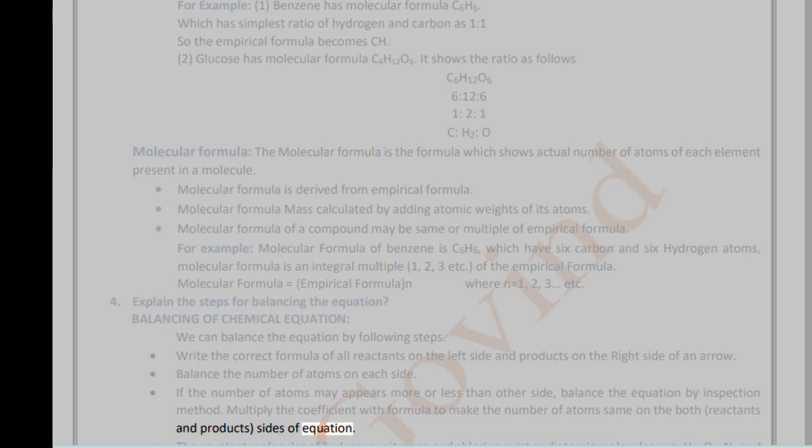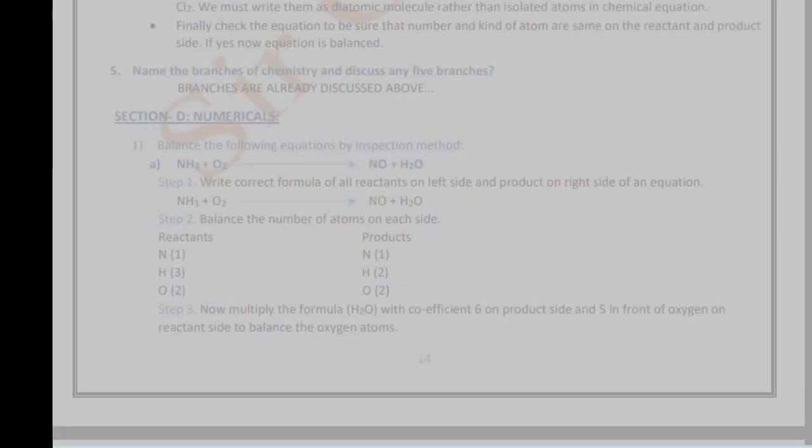equation. The covalent molecules of hydrogen, oxygen, nitrogen, and chlorine exist as diatomic molecules, e.g. H2, O2, N2, and Cl2. We must write them as diatomic molecules rather than isolated atoms in a chemical equation. Finally, check the equation to be sure that the number and kind of atoms are the same on the reactant and product sides. If yes, the equation is balanced.